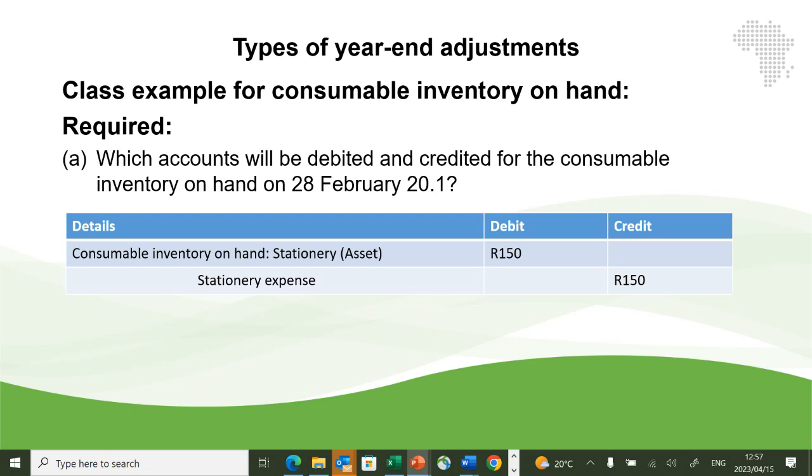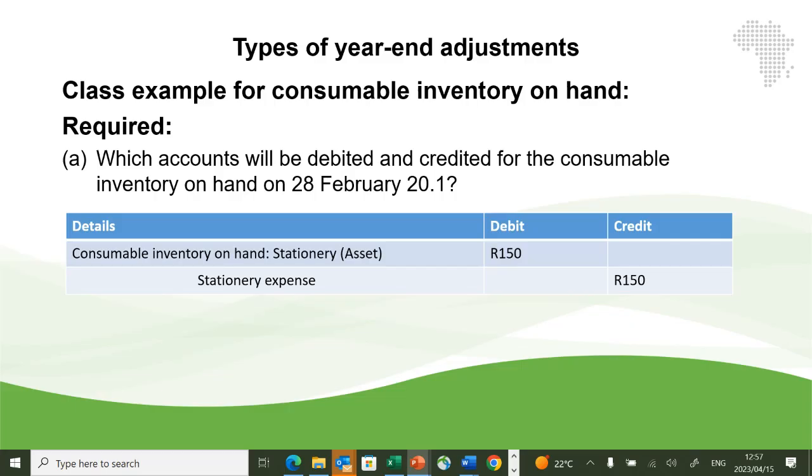That's an asset. So we're saying consumable inventory on hand is an asset. For example, if there's stationery or cleaning material or packaging material on hand at the end of the year, it immediately becomes what? Our asset. That's why you're going to debit that. So our assets are increasing by 150. You will notice that after reducing the stationery expense from 500 by 150, you'll be left with 350 of the stationery for the current financial period.